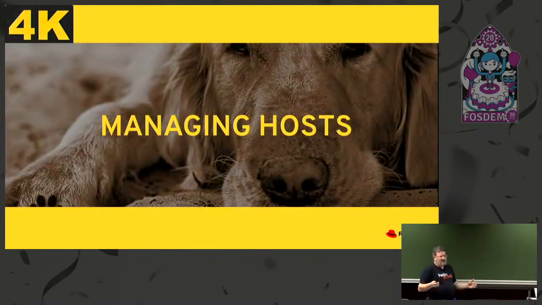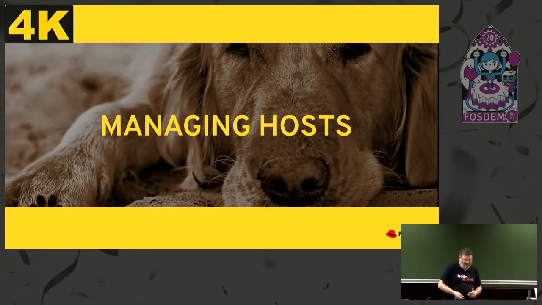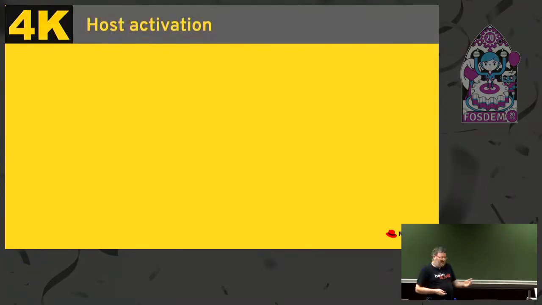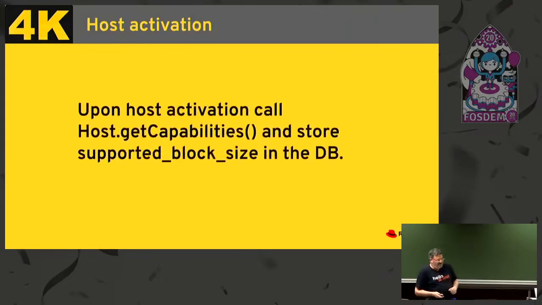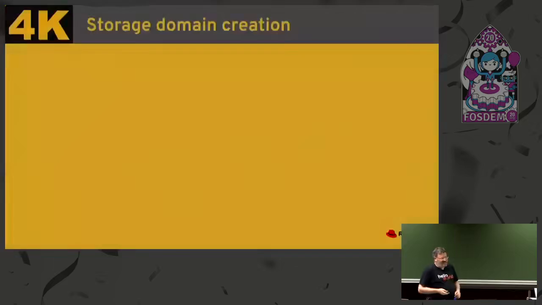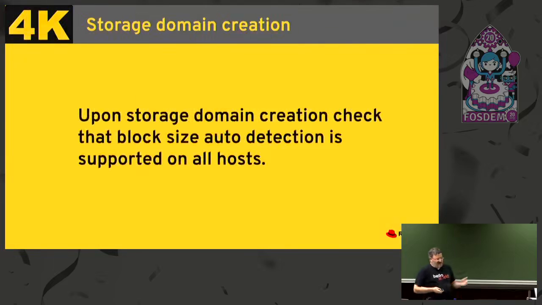because how do you manage several hosts? Well, you can have a host that does not support 4K and a host that does support 4K. So engine has to check the host capabilities that we saw before. When we activate a host, we check its capabilities and store the value in the database. And when we create a storage domain, engine will check that all the hosts support the same block detection, and it will use automatic block detection only if all the hosts support it.